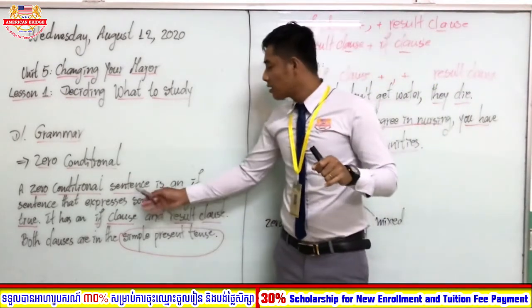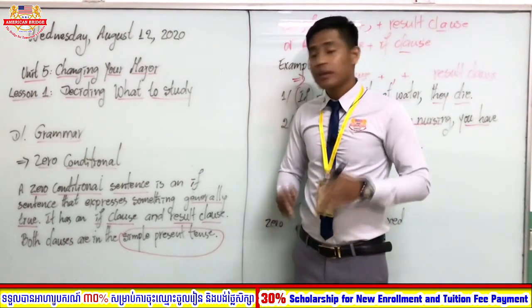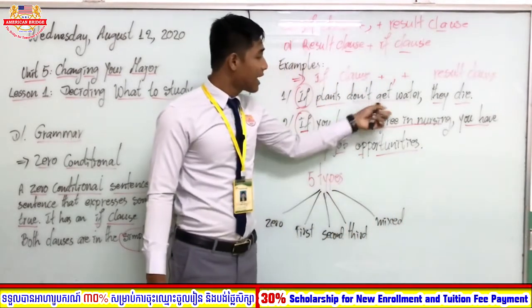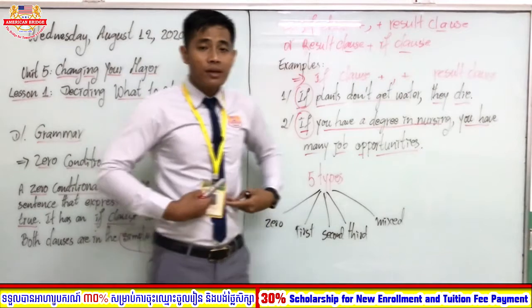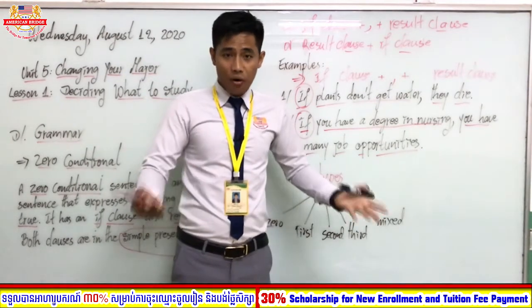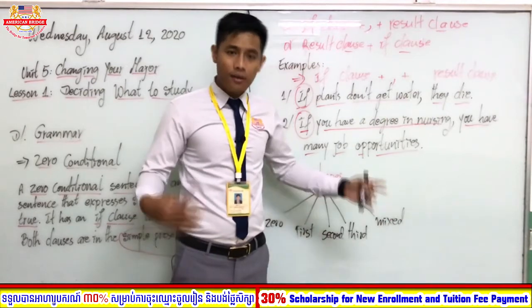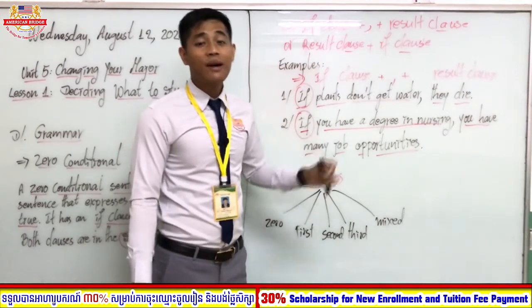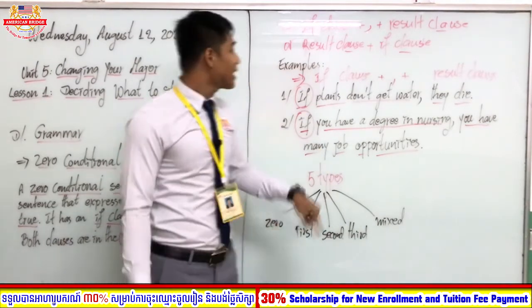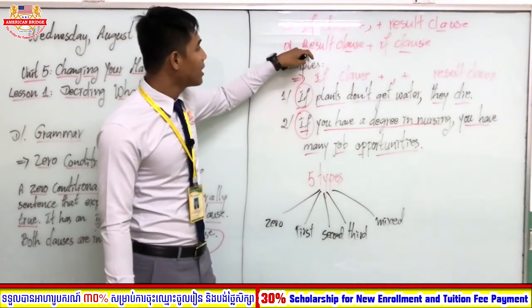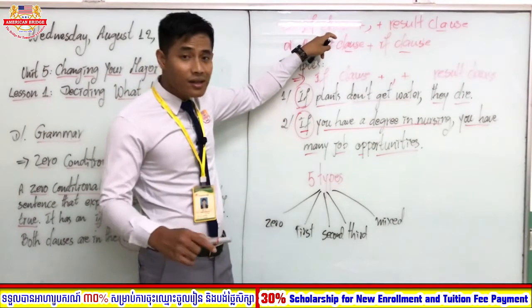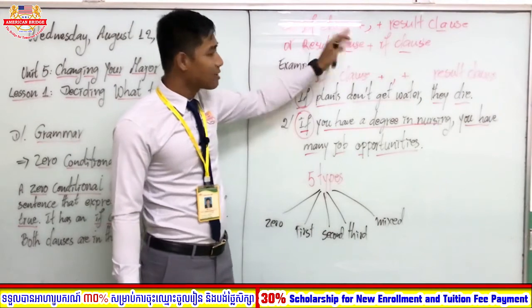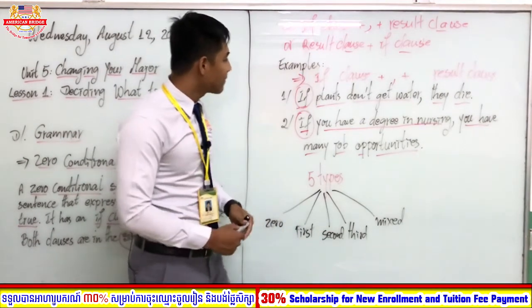So zero conditional is used to express something generally true. Why? If plants don't get water, they die. Sure. If humans don't get rice or water, they die. We will die as well. So this is true, and that's why we use zero conditional. There are two ways to write the zero conditional. The first is the if clause first, then add a comma in the middle of these two clauses, and another way, result clause plus if clause. Okay, good, students. So that's all.